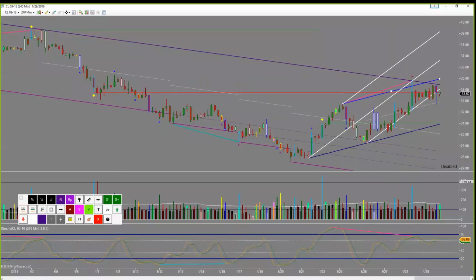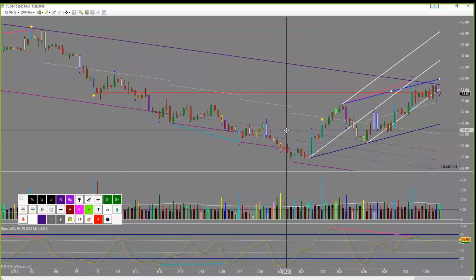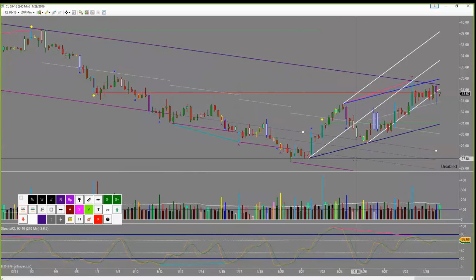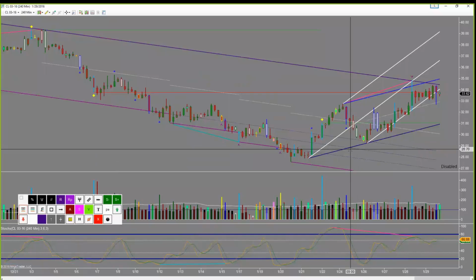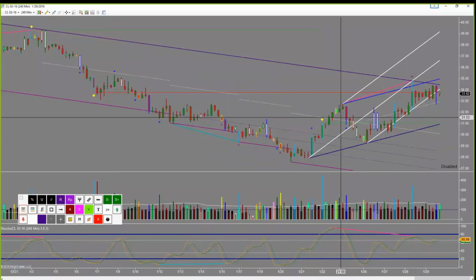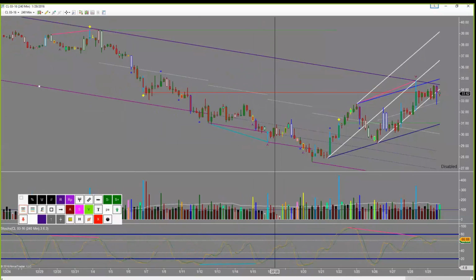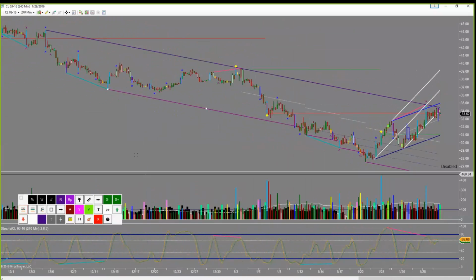Okay, and you see how it draws those automatically. Here it's splitting the channel line, and then the new channel line is redrawn as it updates. And each of these lines has alerts built into them. Here you can see the original channel line, which was drawn from that low right here. Let me take this off. Okay, that was split right here.